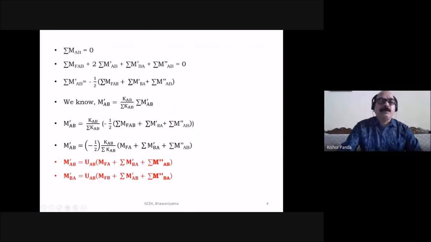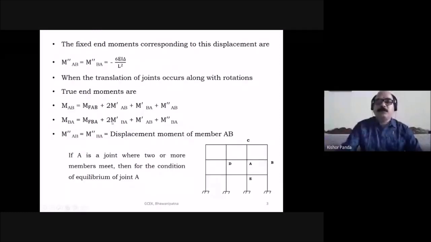Then we will apply this equation to all the members. This is for member AB, but at joint A, four members meet. So we apply this equation to all the members: AB, AC, AD, and AE, because at joint A the summation of MAB is equal to 0.